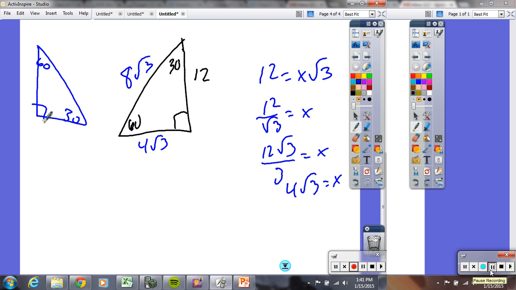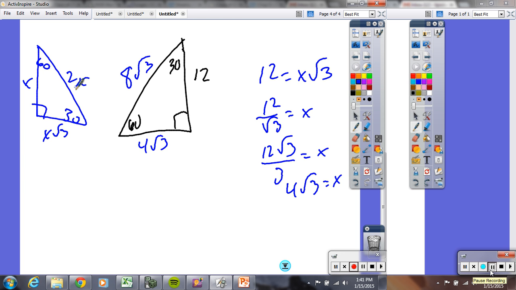The key thing: this guy's x, this guy's x root 3, and this guy is 2x in our ratio. In the triangle, x is always opposite of 30. Therefore, this side is x root 3, because it's the side opposite of 60. The side always opposite of 60 is x root 3. You with me now?